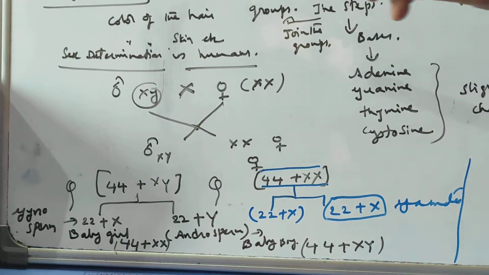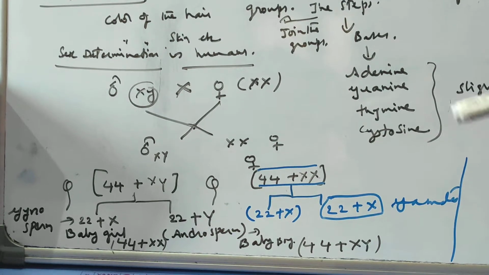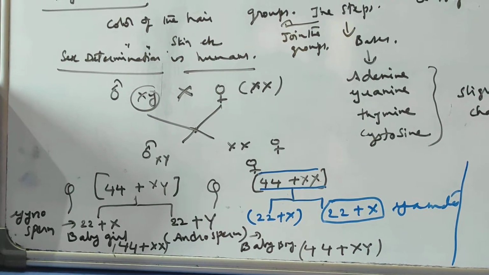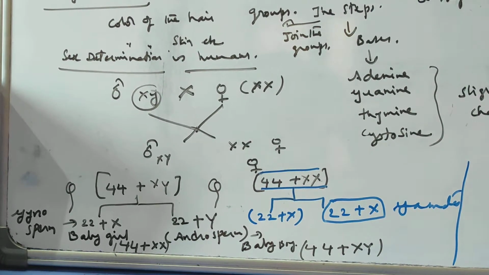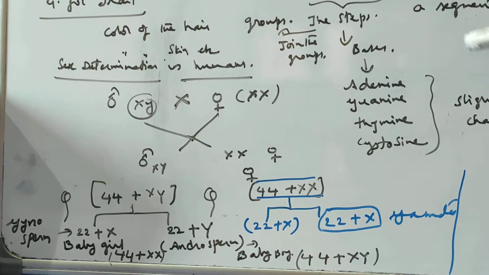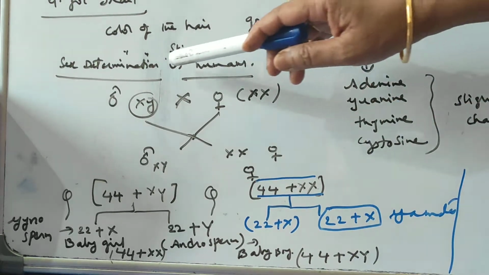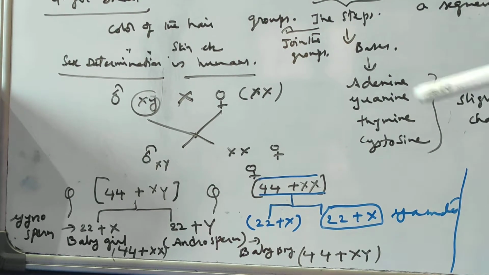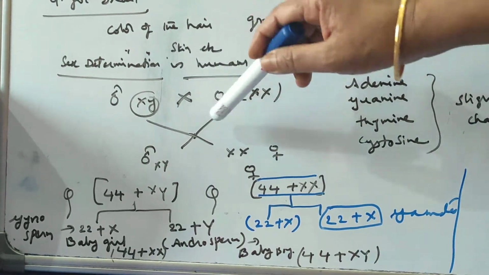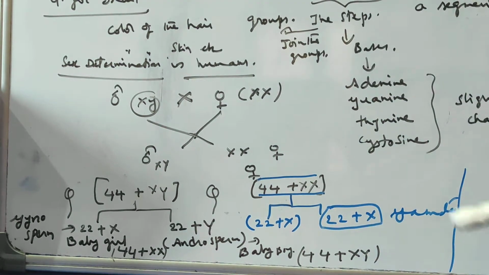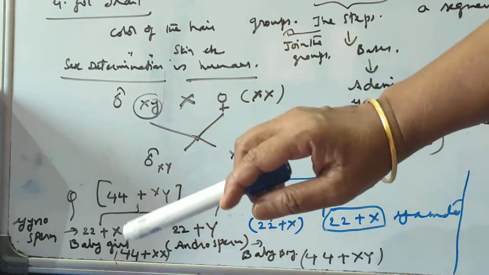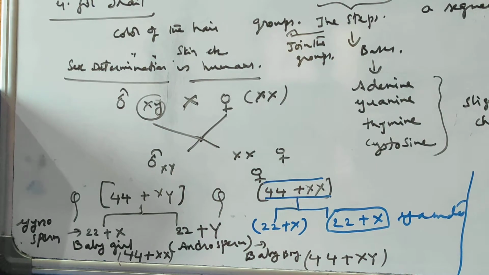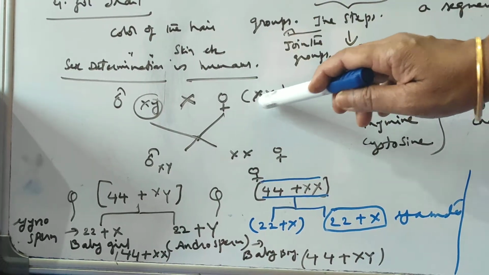Then sex determination in humans. We think that the female is the main factor for determination of the sex, but that is not true. Actually the male, that is the father, determines the sex. Before going to that, I will explain how. This is the male, and XY chromosomes are present. And the female has XX chromosomes.